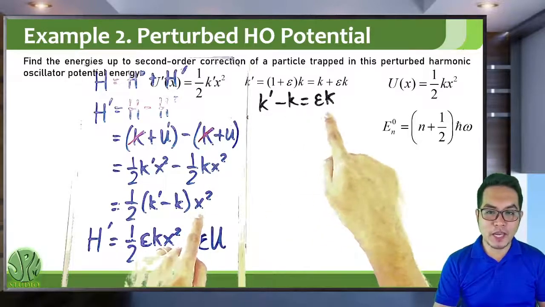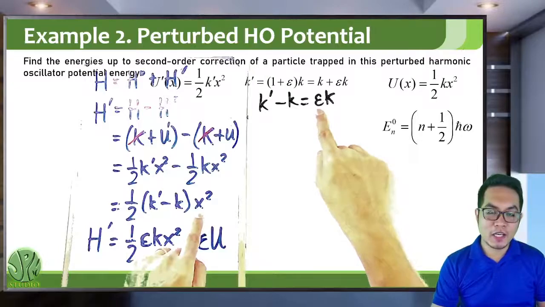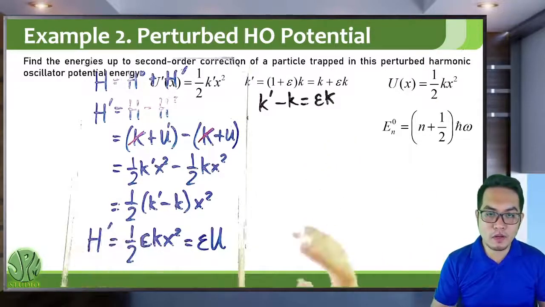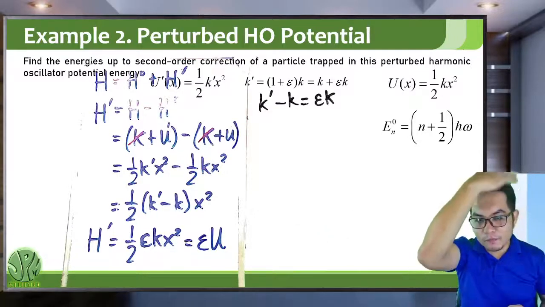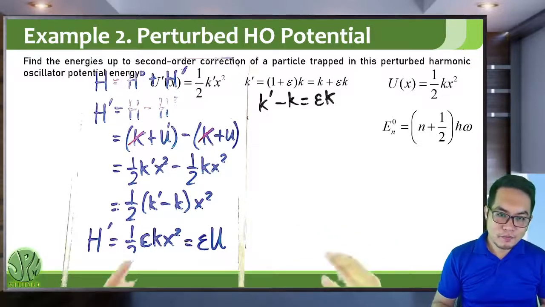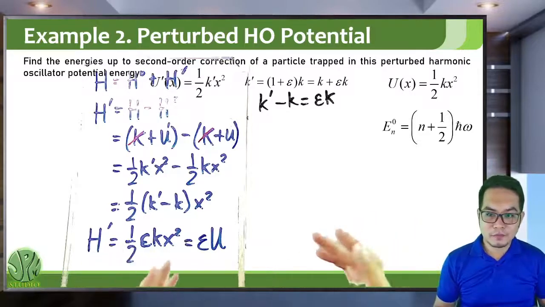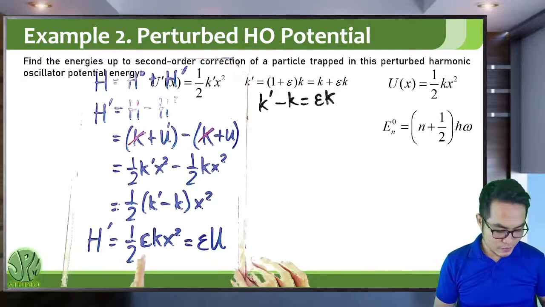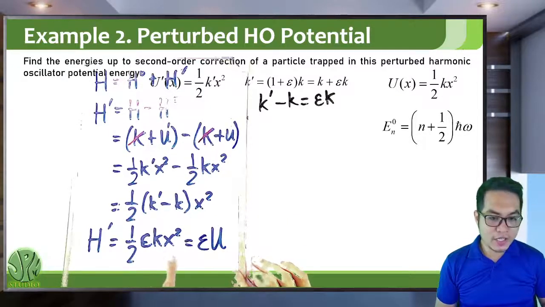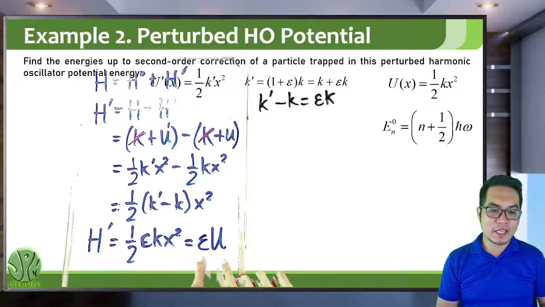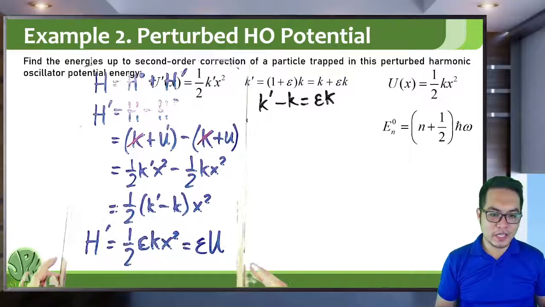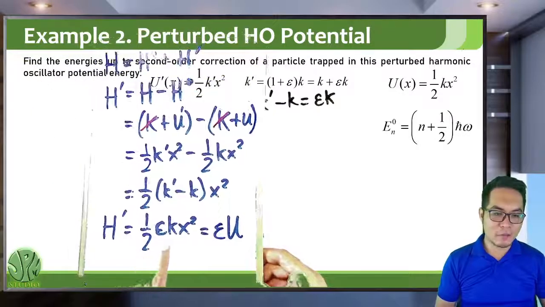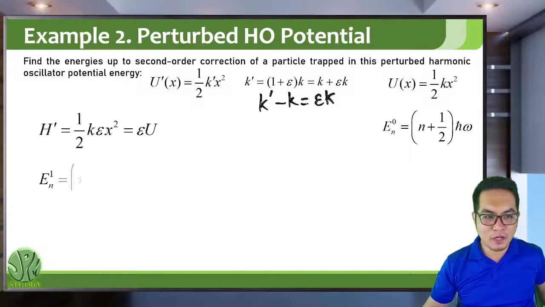But k prime minus k is just epsilon times k. By the way, our assumption here is that epsilon is very small, such as it's a perturbation, a small disturbance in the system. So you will have 1/2 epsilon kx squared, but 1/2 kx squared is defined as U. Therefore, the perturbation Hamiltonian is epsilon times the original potential energy U, so epsilon U, or 1/2 epsilon kx squared. So that is our perturbation Hamiltonian.